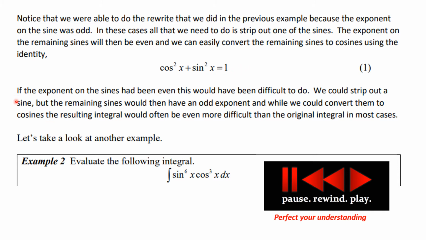If the exponent on the sines had been even, this would have been more difficult to do, because we could strip out a sine, but the remaining sines would then have an odd exponent, and if you convert them to cosines, the resulting integral would often be even more difficult than the original integral. And so anyway, let's look at another example.